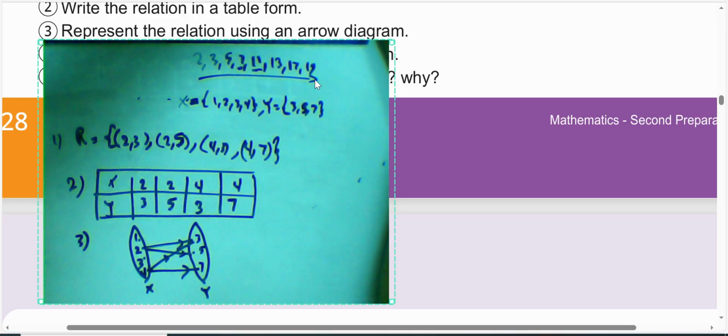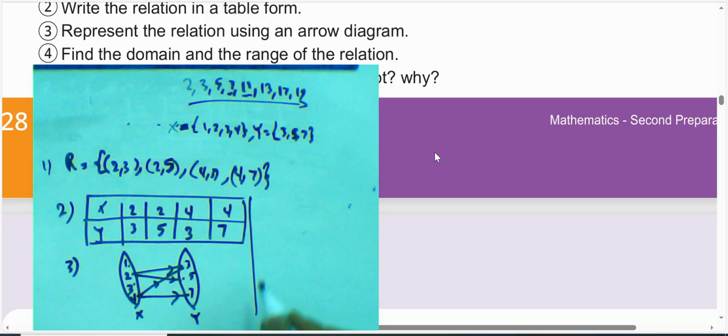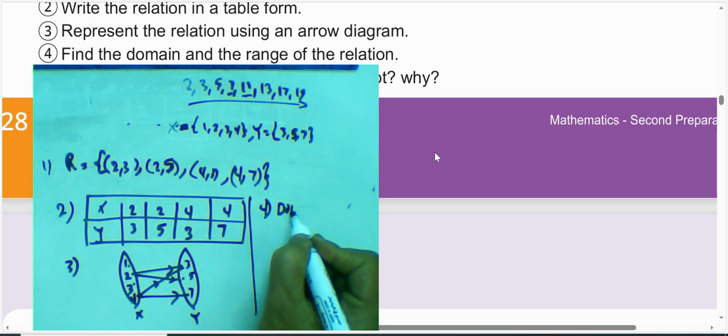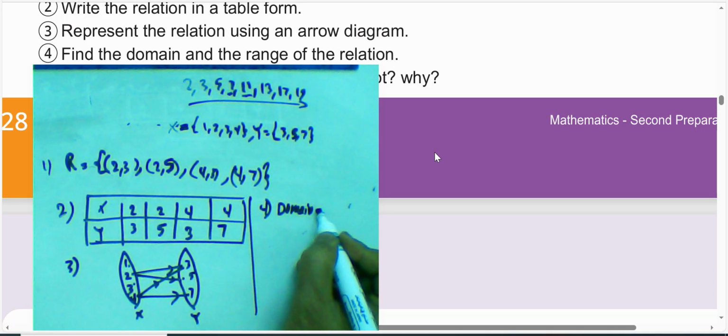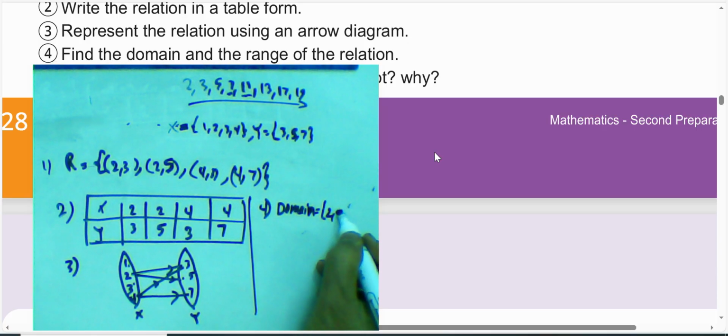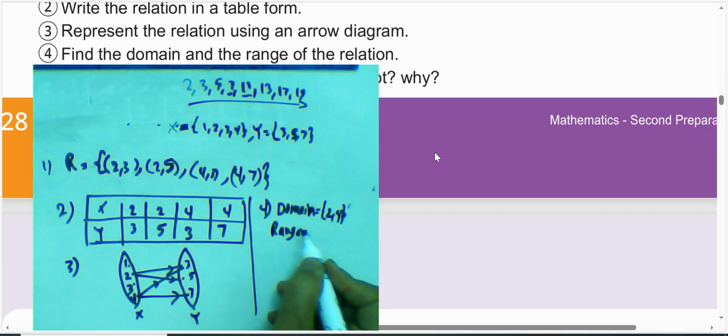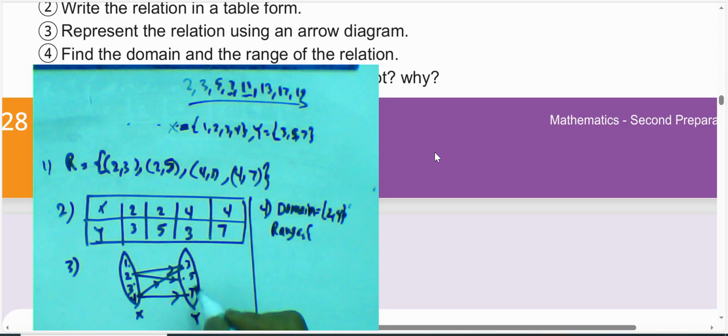Okay. Number 4, find the domain and the range of the relation. In the domain of the relation, we have 2 and 4. And the range, we have 3, 5, and 7.